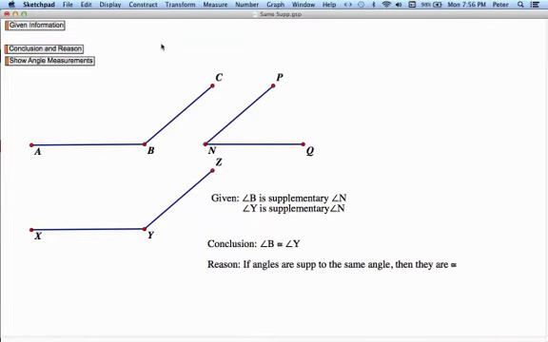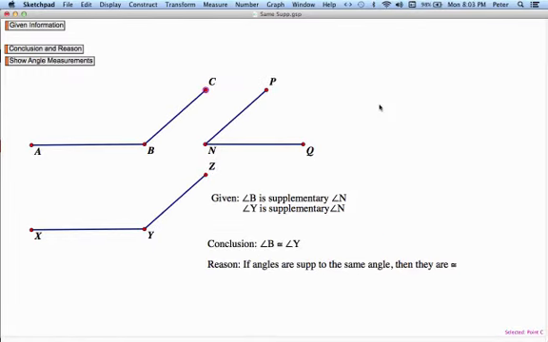Alright, the proper conclusion is that angle B and angle Y are congruent. And the reason is the first theorem tonight. If angles are supplementary to the same angle, then they are congruent. Let's make sure you have a picture that looks like this one, with this given information on it, on the front, and then on the back, this conclusion and this reason.